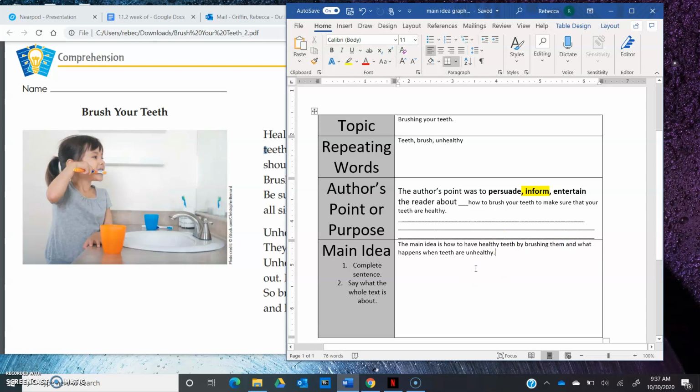Now it's your turn. So let me repeat the steps that I took. You're going to read your article, then you're going to come to your graphic organizer and use the text to identify the topic, words that repeat, the author's purpose, and finally you'll create a main idea statement to tell me what was the text mostly about.